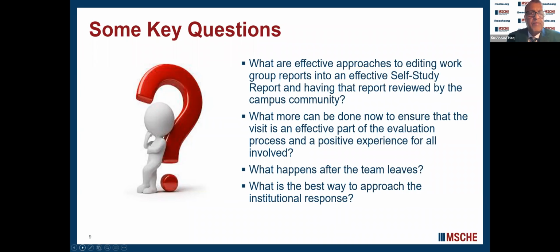What happens after the team leaves? Oftentimes, institutions think that their work is done. The team has made its recommendations, but there are several steps after that before the commission renders its final decision. So we'll talk a little bit about that. What is the best way to approach the institutional response, which is very important, and we'll talk about that.